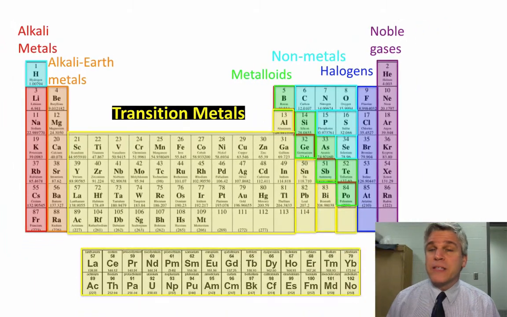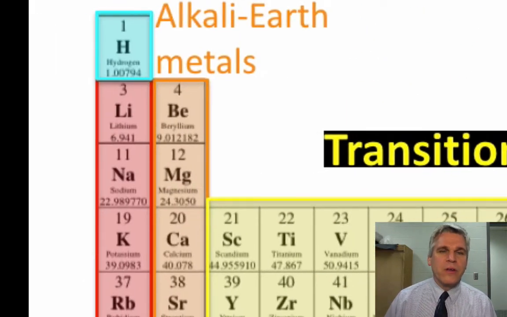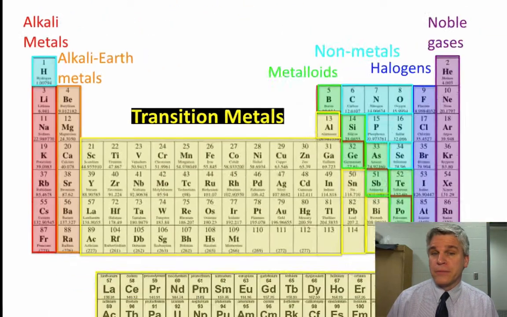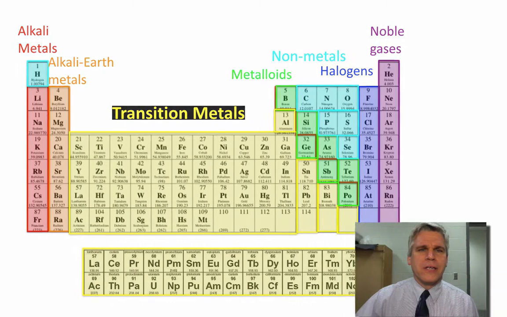So you can see that it is possible for an element to be considered more than one thing. For instance, fluorine is a non-metal. It's also a halogen. We know it's a non-metal because it's to the right of that staircase. Calcium, on the other hand, we know is a metal, and specifically it's an alkali earth metal. So there's lots of things that we can tell about an element based on its position on the periodic table. Let's continue making some markings on here.